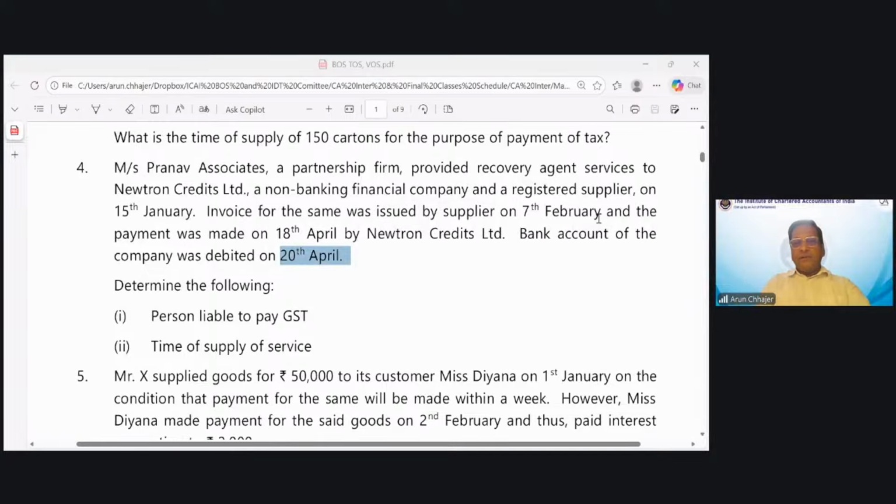So 7th Feb, you can calculate and tell me. Some are saying 9th April or some are saying 8th April. So it is 9th or 8th April, whatever you are calculating. Let's say 9th April or 18th April, whichever is earlier. So time of supply will be 9th April.